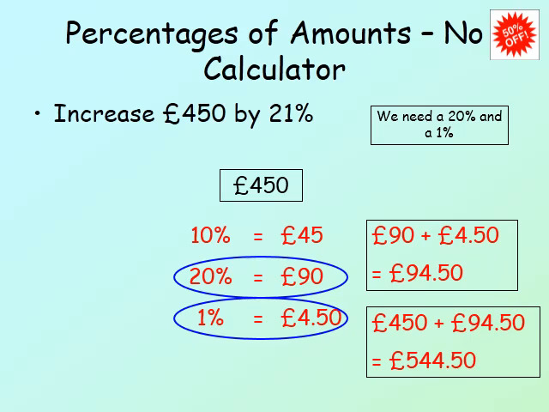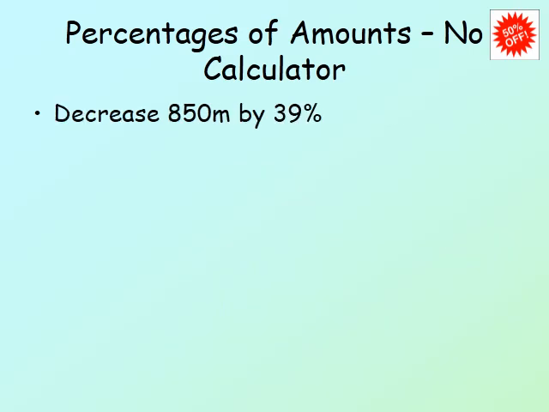We need to add that back to 450. So 450 plus the 21%, which is £94.50, equals £544.50. Okay, so hopefully you have understood that. So just emphasize that once you have the amount, don't forget to add the amount on.